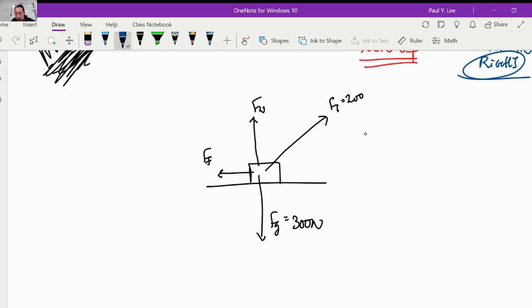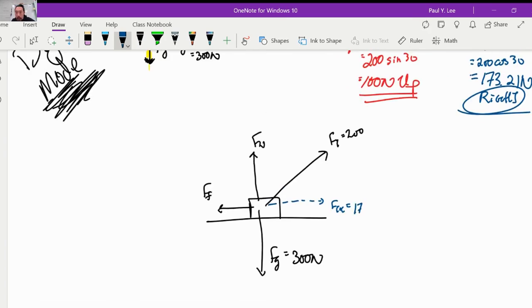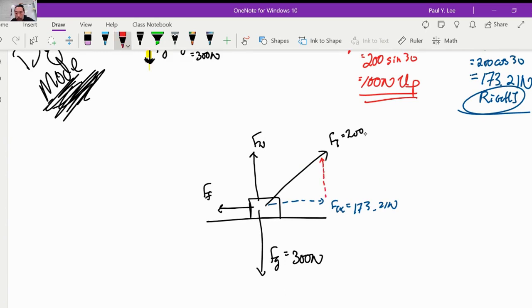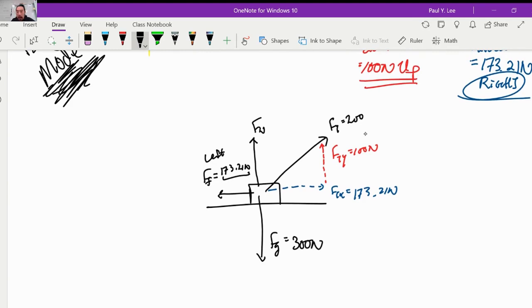All right, we found that our Ftx is equal to 173.21 newtons. Okay, and we found our Fty to be 100 newtons. All right, so if I look at the x-axis, I know that my force of friction and my Ftx have to cancel out because those are the only two forces along the x-axis. So that must mean that this force of friction is 173.21 newtons, but to the left.